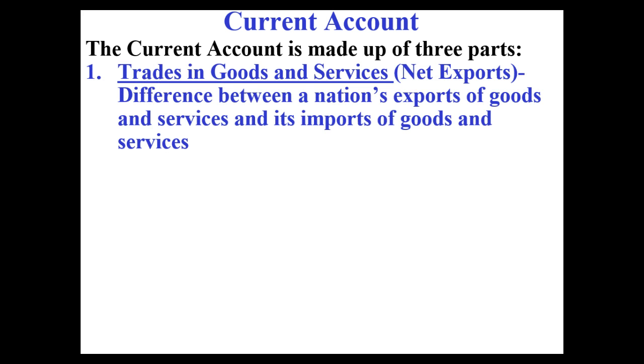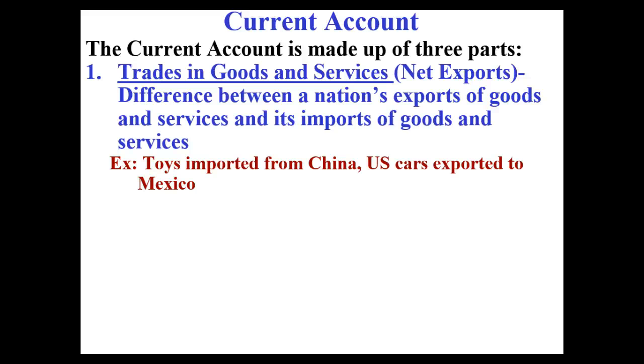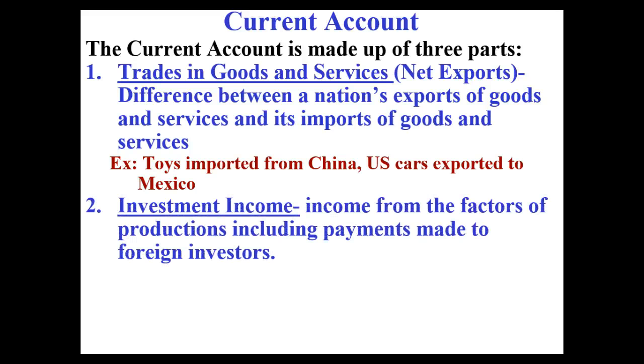The current account is made up of three parts. One, goods and services. So the difference between our exports of goods and services and our imports of goods and services. So tourism imported from China, U.S. cars exported to Mexico, the end.